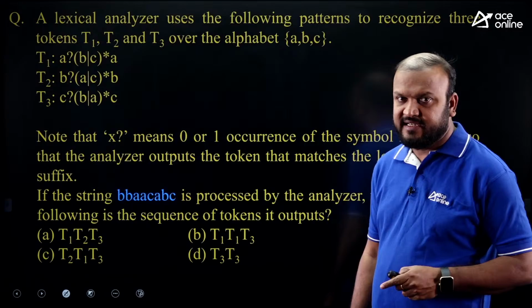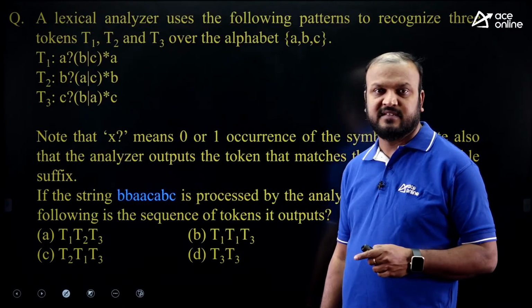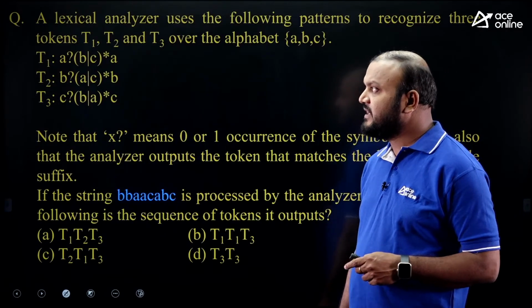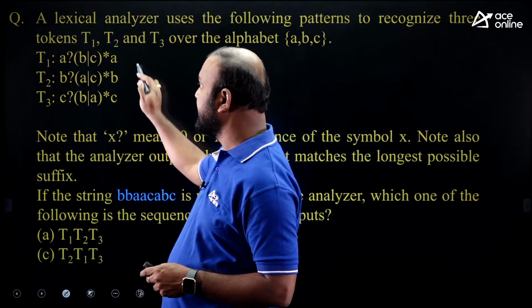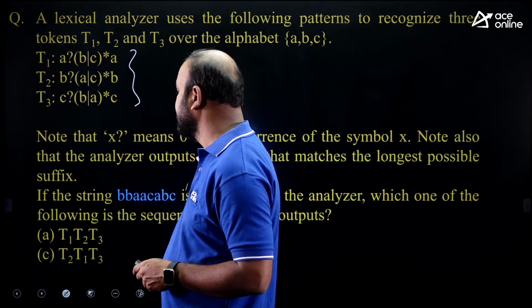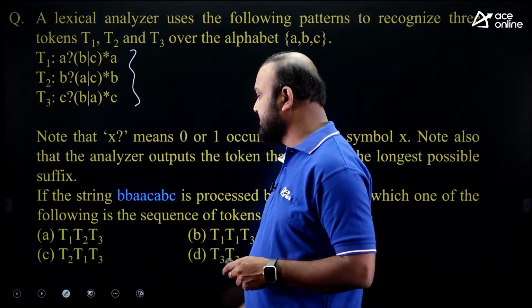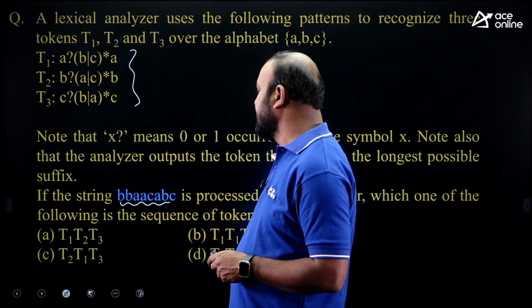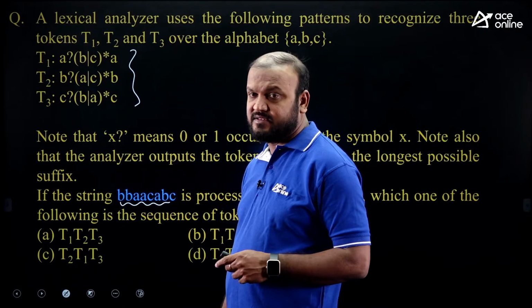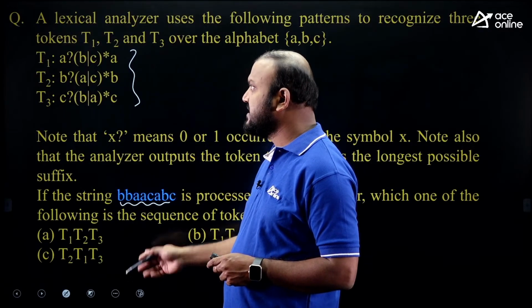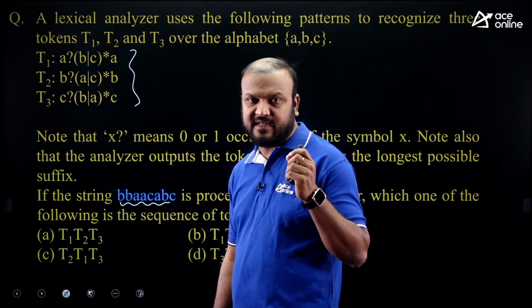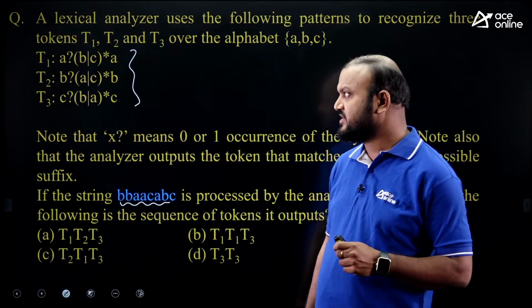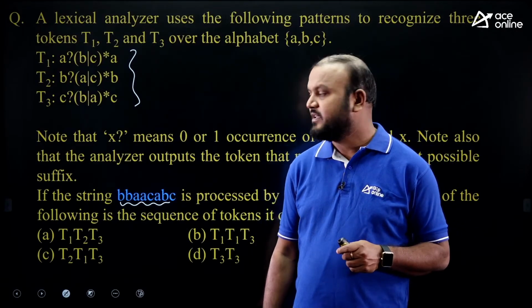And in GATE 2018, first time a question is asked in this way. They have given some pattern, and they have given some input string and asked to find which tokens are going to be generated. Like they will be giving the pattern of a token and an input string, and what are the tokens.